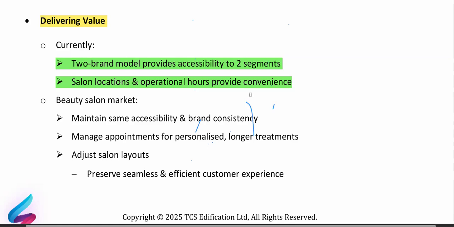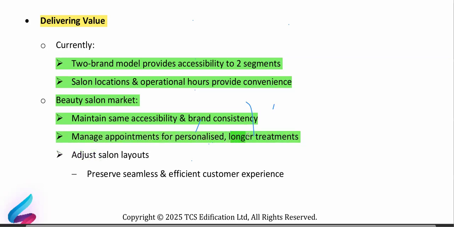Now, the implications on the beauty salon market would be that we would still need to make sure that we are accessible because we are going to expand our brand to this new line of services. So we have to make sure of accessibility. And remember, unlike hair care services, the personal care services, skincare treatments are likely to take longer hours, and we will need to manage the appointments for personalized longer treatments more effectively compared to hair care services.